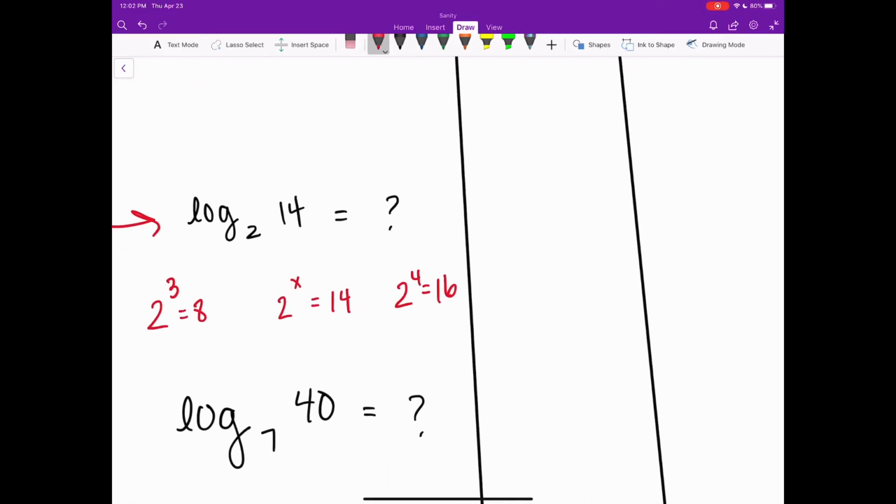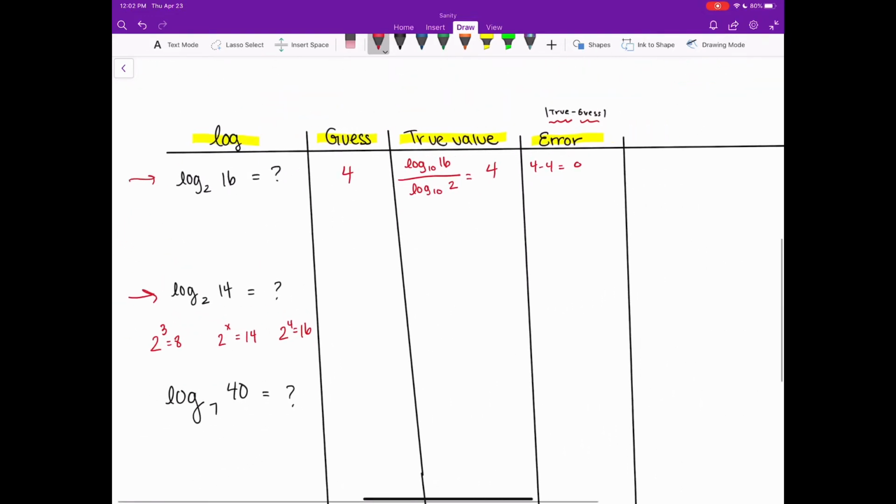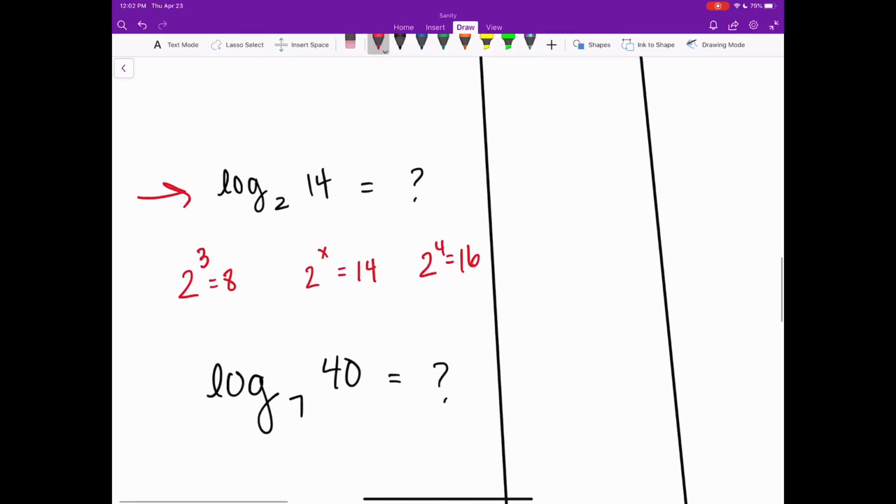Okay, so my guess, all right, that's why I want you to make this guess, this estimation. I know that it should be somewhere between 3 and 4 because 14 itself is between 8 and 16. So I'm going to say 3.9. It's pretty close to 16, right? Or it's pretty close to an exponent of 4, but it's not exactly 16.